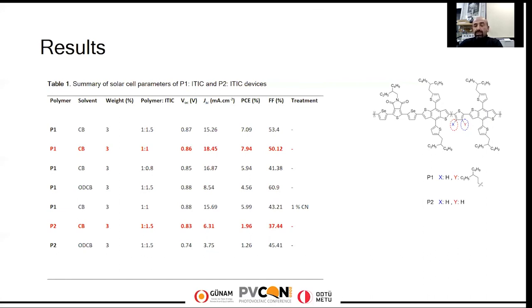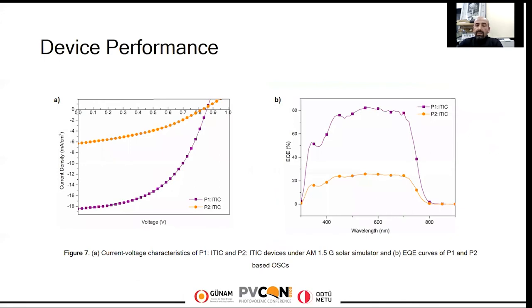Finally, of course, solar cell performances. On the left, you see current density-voltage characteristic curves of the best results. Here it is also obvious that the first polymer-based device exhibited better performance. On the right, you see the external quantum efficiency curve. The incident photon to electron conversion efficiency was studied to confirm the photoresponse of the best device. The highest IPCE value for polymer 1 and for polymer 2 reached 82% and 26% respectively, also shown in the figure.